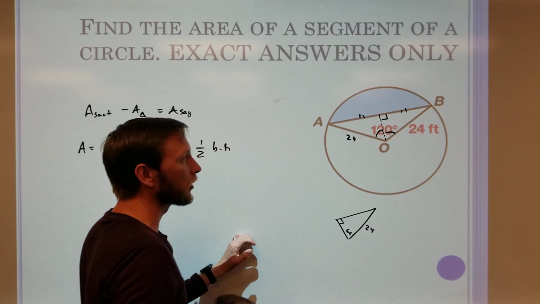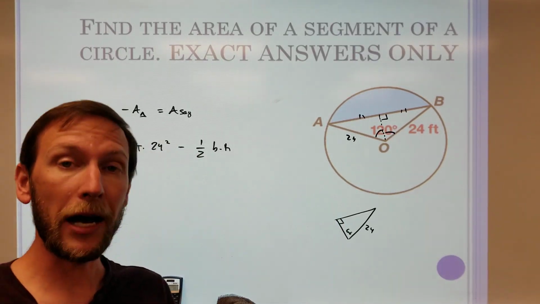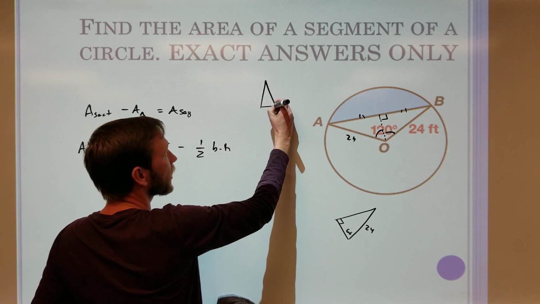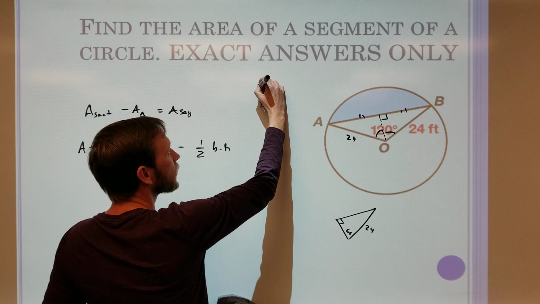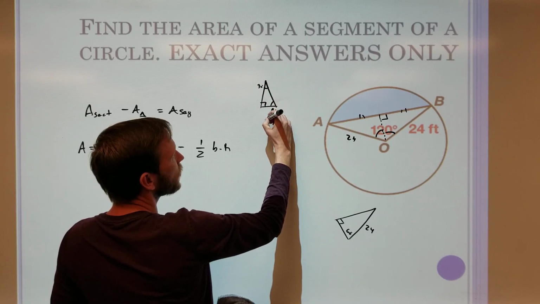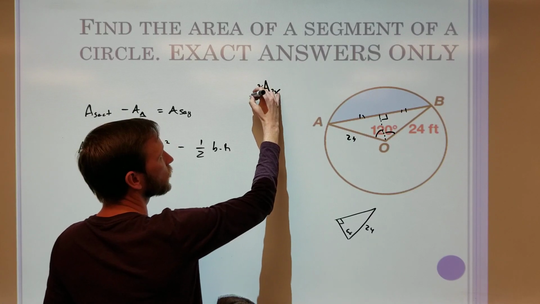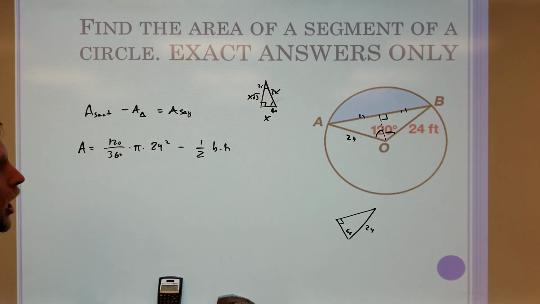This is 24 feet. How can I know the lengths of these sides? Well, I can use my 30, 60, 90 rules. We should remember our 30, 60, 90. I kind of spoiler alerted that for you right here. Here's 60 degrees. Here's 30 degrees. This would be x, the short leg. This would be 2x, the hypotenuse. And this would be x times the square root of 3 for the length of the long leg.